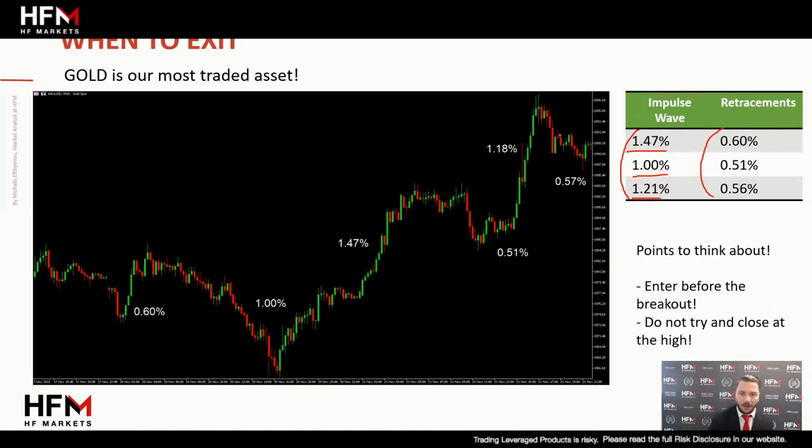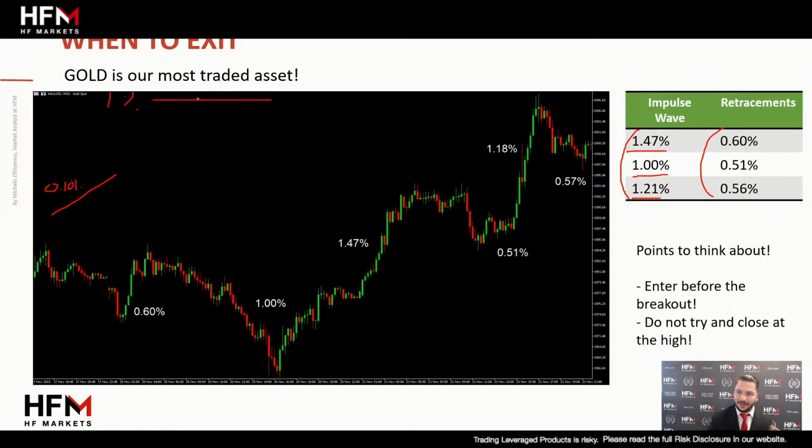So again, how are we going to be using this, ladies and gentlemen? If we see an impulse wave like this, and we're moving like this, and so far we've moved 0.10%, for example, I know before the movement has even happened that if we're looking at the average, the price is going to move all the way up to here, which is 1%. So I already know this is the target.